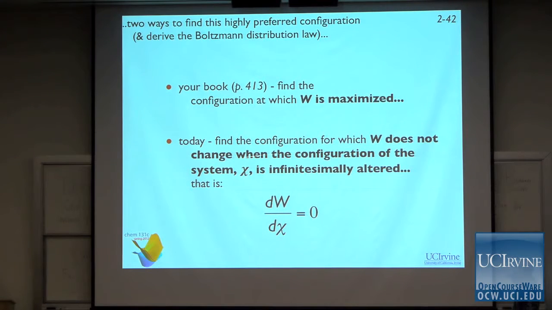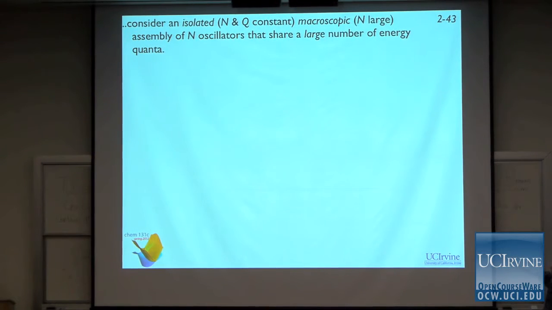Today, find the configuration for which W does not change when the configuration of the system is infinitesimally altered. In other words, if I shift the configuration left or right of that peak point slightly, W doesn't change because the derivative there is 0. I've located the peak of that distribution. I've located that magic configuration. That's the whole point of the Boltzmann distribution law.